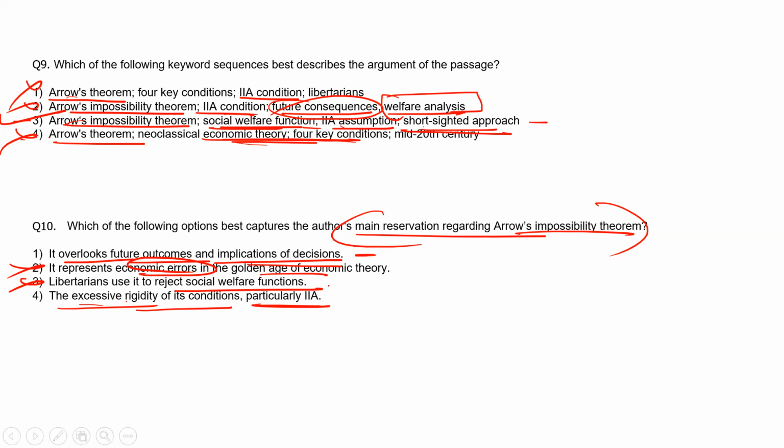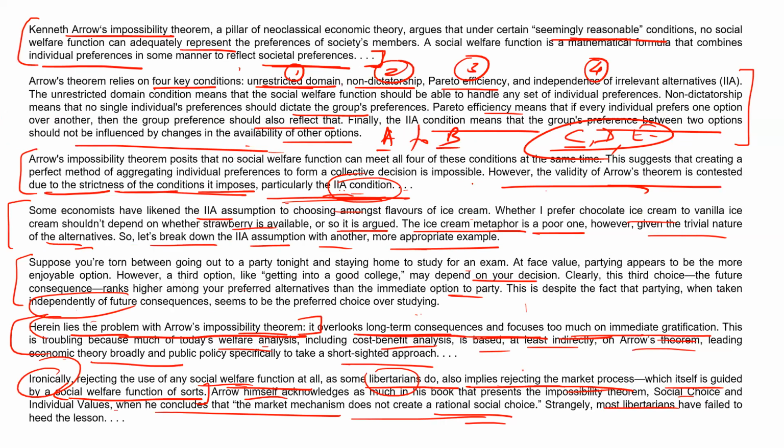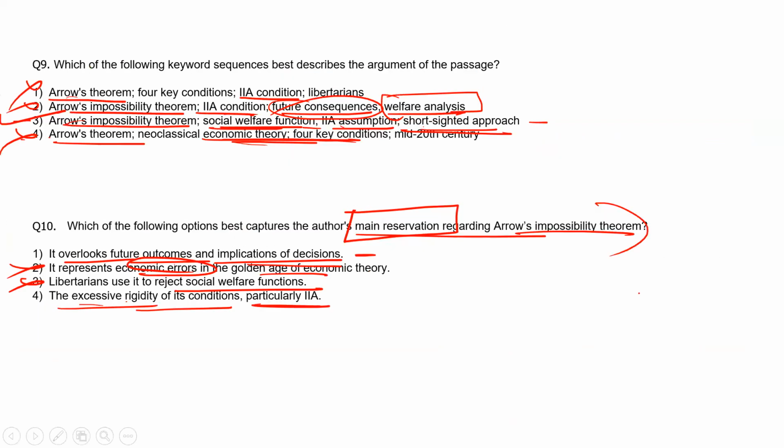Now, is it the main reservation? See, the author's main reservation can be said to be this: creating a perfect method is impossible. However, validity is contested due to strictness. Herein lies the problem with Arrow's impossibility theorem. Now, this is more specific. It overlooks long-term consequences. So, while this seems to be okay, the excessive rigidity of its conditions, particularly IIA. So this would be a little limited in its view, excessive rigidity, particularly IIA.